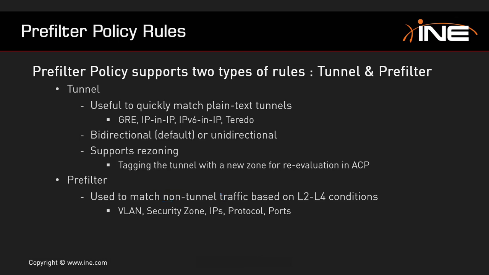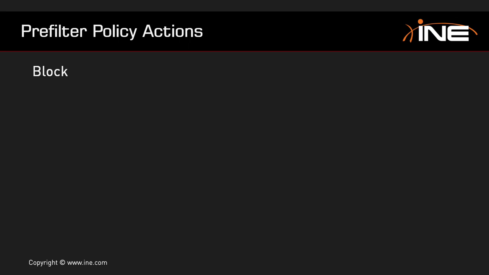This is where you will be able to choose your layer 3, layer 4 conditions, maybe even VLAN tags. You can use security zone, different protocols, port numbers, and so on. Now in this case, the pre-filter rule is always going to be unidirectional. So if you want to match both directions, you will possibly have to add 2 rules to the policy.